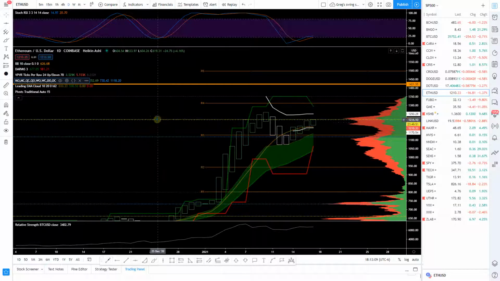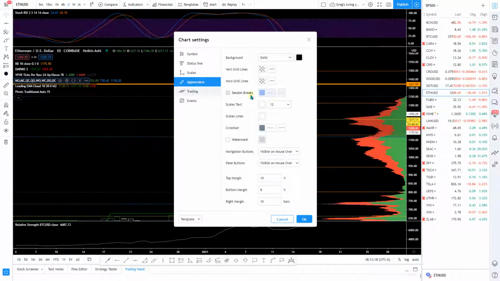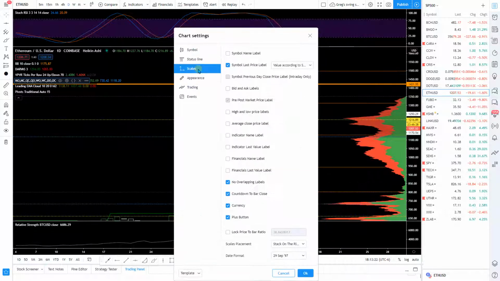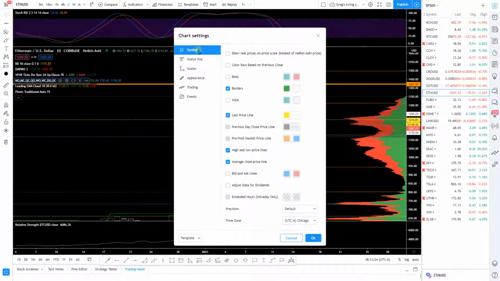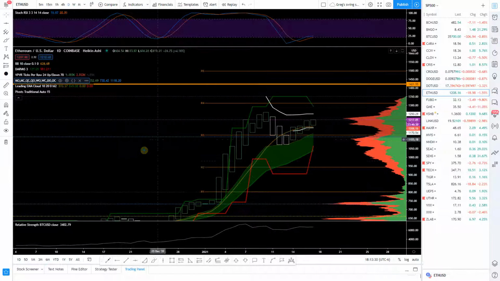So I can see that this yellow line right here, this is my price, which I do need to change that. Sorry guys. I'm just going to mess with that real quick here. Where the heck is that? Appearance, status line, symbol, last price line. I don't need that to be. I'm just going to make it purple for now, because everything else is. I don't want the same color for multiple indicators.